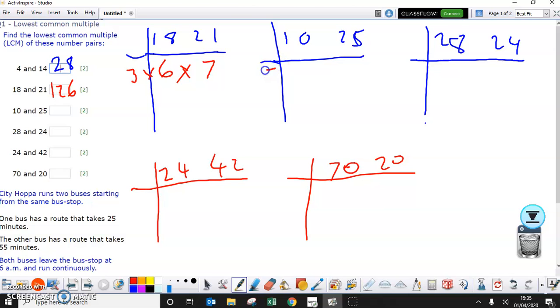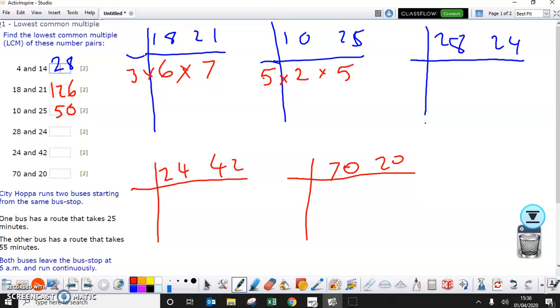Second one, 10 and 25. Well, I know 5 goes into both, 5 goes into that twice, 5 goes into that 5 times. Again, I can't do anything else with that. 10 times 2, 5 times 5 is 25, sorry. 25 times 2 gives me 50. So my lowest common multiple in that case is 50.